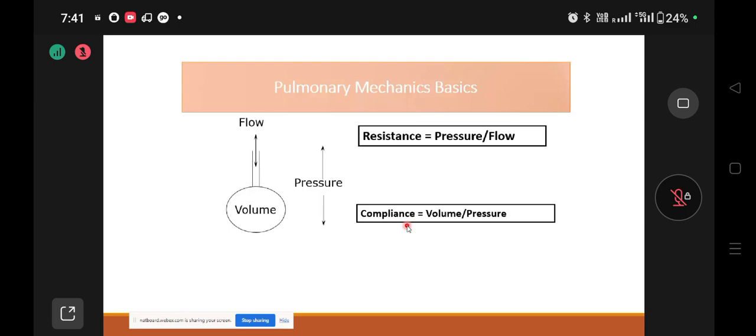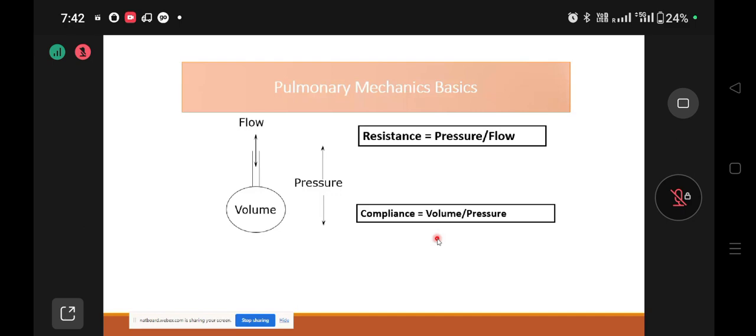utilized in subsequent slides. And out of these two very important concepts comes the concept of compliance. Compliance is nothing but the change in volume per unit change in pressure. So delta V by delta P is the compliance.